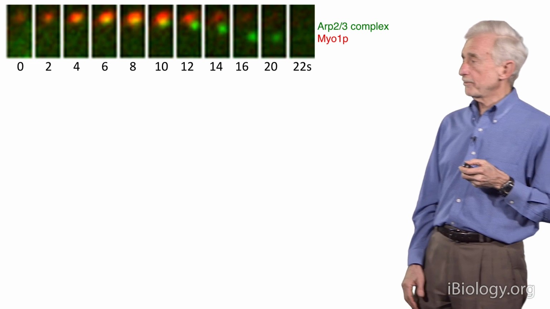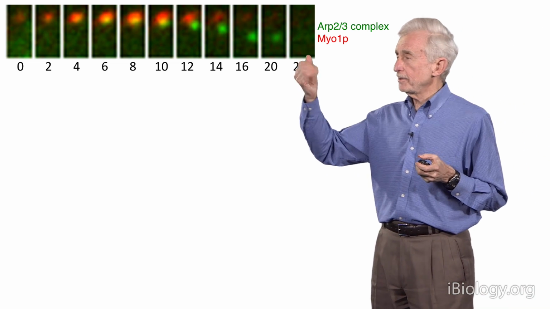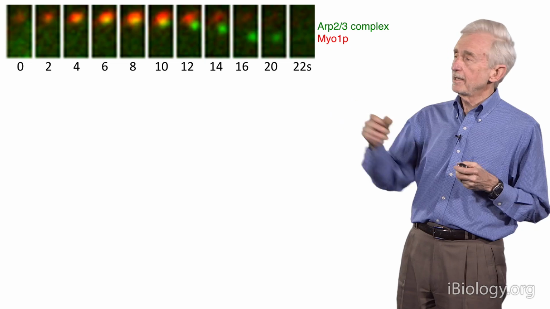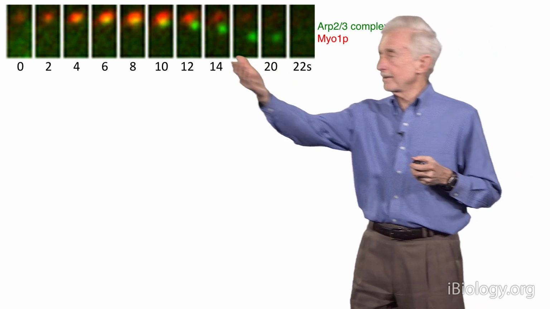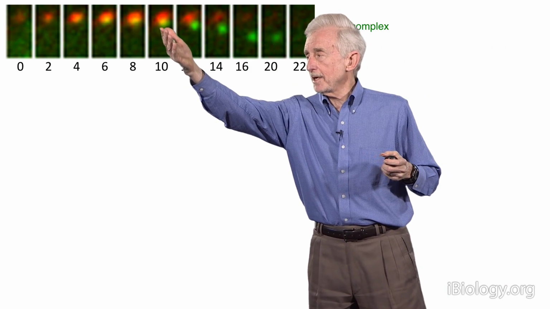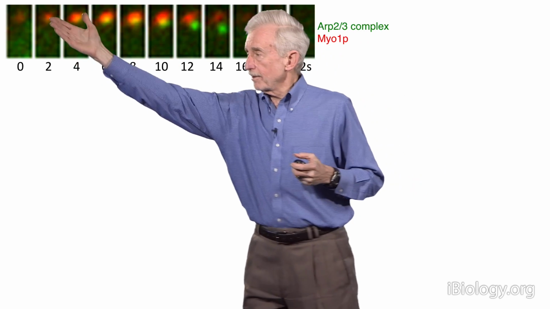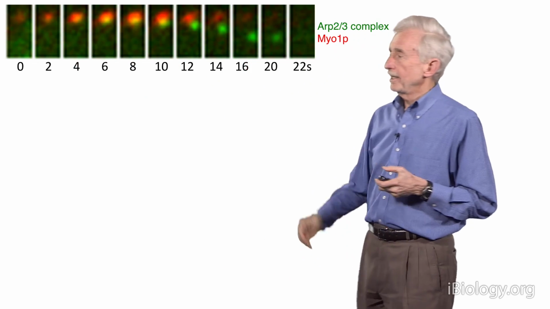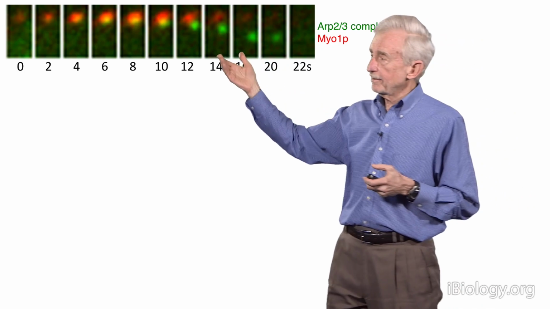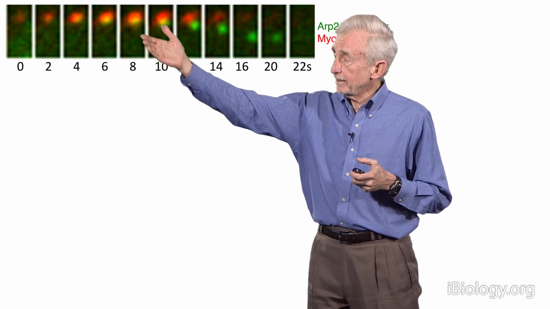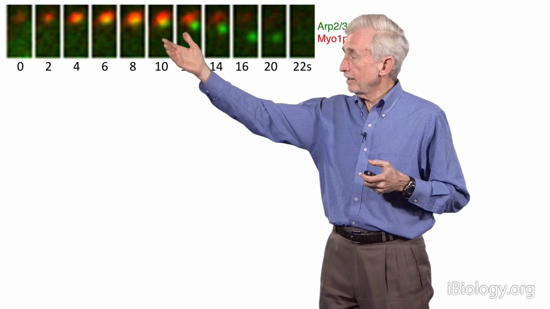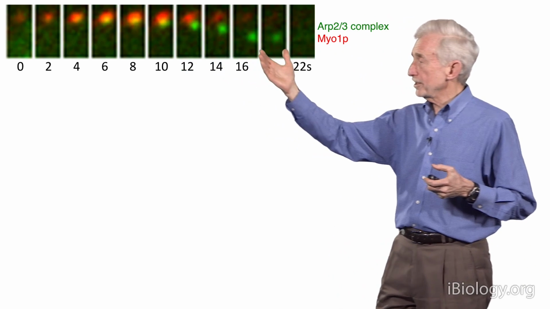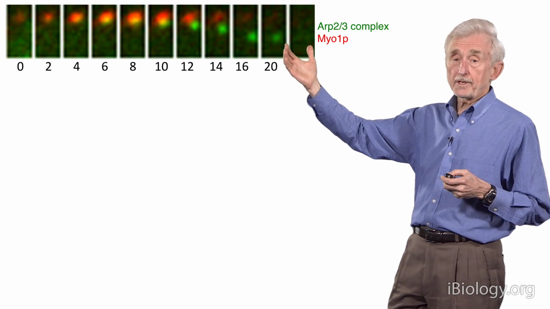So here are frames from a movie like that. Up at the top, you can see time in seconds, and you can see our little spot, which we call an actin patch, starts out as being red over here on the left. In the middle, it's red and green, so it's yellow. And eventually, the red and green separate from each other as both of them fade away.